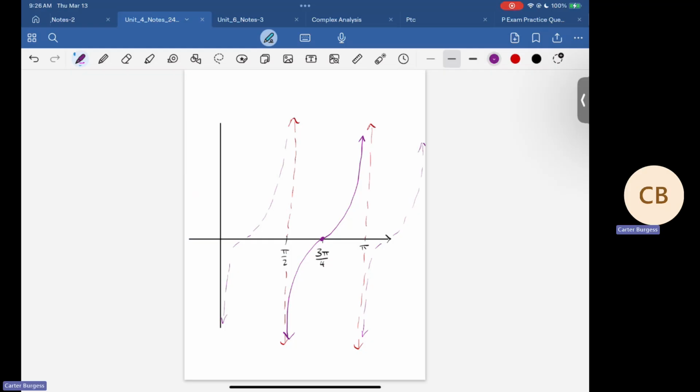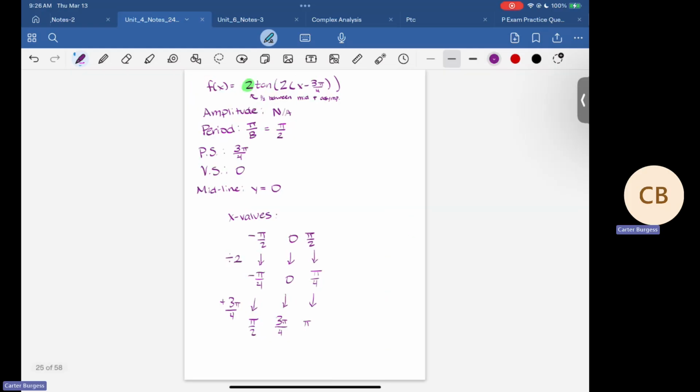Questions with tangent. A little bit easier than sine and cosine. I guess the only thing to remember is that the x values are negative pi over 2, 0, pi over 2, which is a little bit weird that we're starting at negative pi over 2, but that just gets us a nice clean picture. It's also not the only option. You could do pi over 2, pi, and 3 pi over 2, but the math gets a little bit more obnoxious when you don't have 0 in the mix.